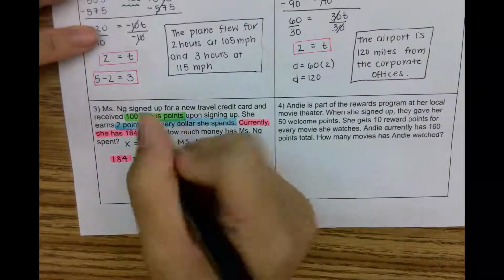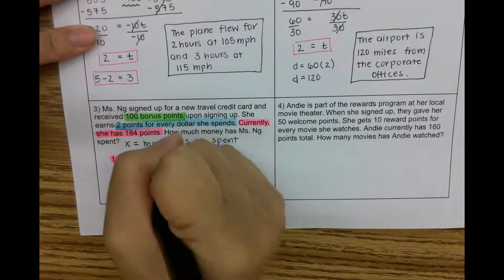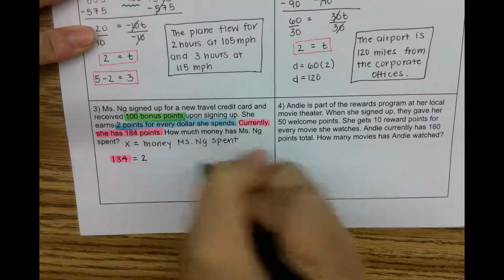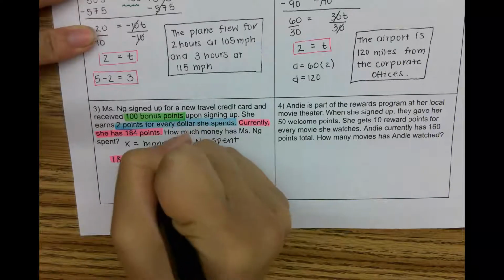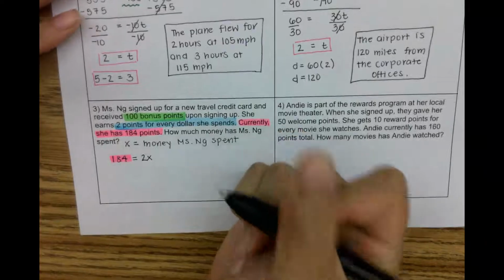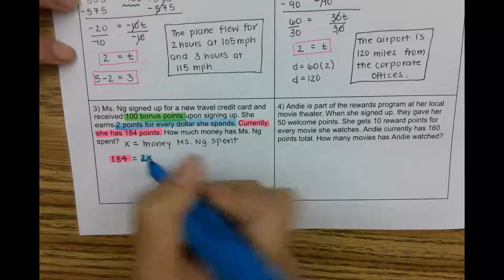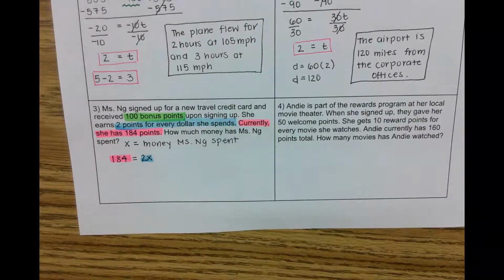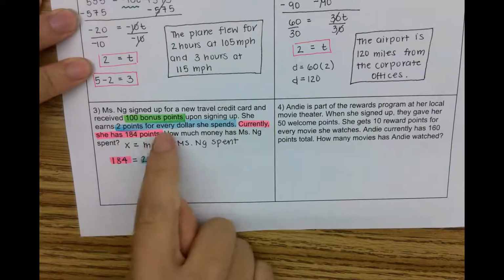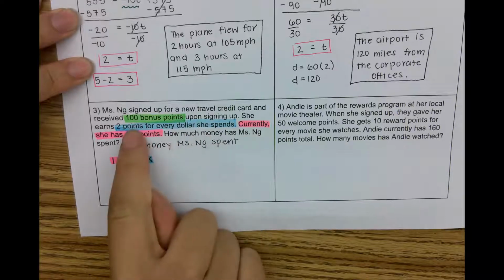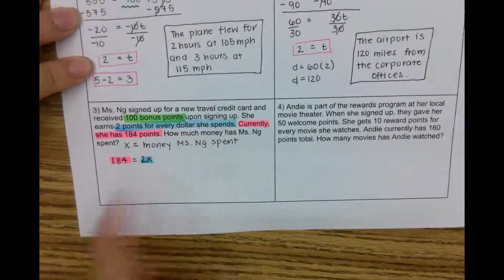So since I get 2 points for every dollar I spend, I get 2 points for every dollar. And since X is money, 2X tells me how many points I get based on the money I spend. Okay, so that's 2X. That comes from this information: 2 points for every dollar. That's 2 times the dollar, 2 times the money.